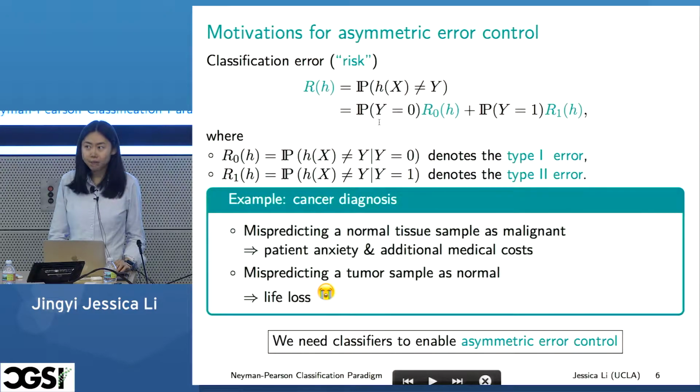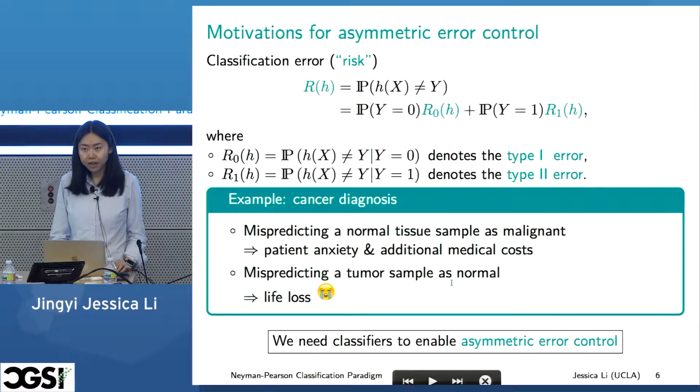For example, in a biomedical application like cancer diagnosis, if we want to predict whether a person has cancer or not based on his characteristics, then we will have two types of errors. One is that the person does not have cancer, but we predict cancer. The result of this error is that the patient will be anxious and there will be additional medical cost. Not good, but not as bad as the other way around. If a person has a tumor, but we predict normal, then it may cause loss of life. So in these cases, the two types of errors obviously have different importance or preference.